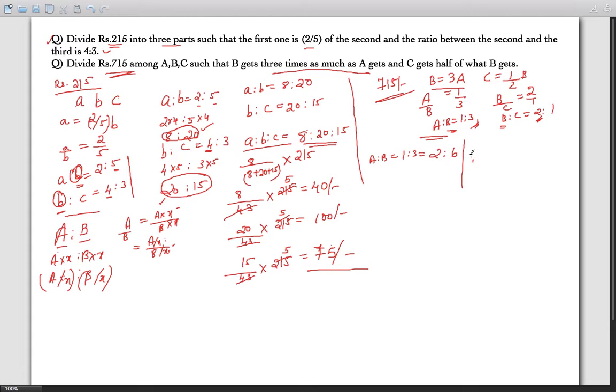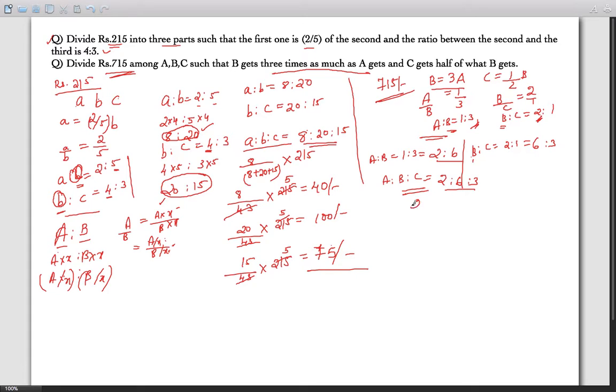Similarly, B is to C can be written as 2 is to 1. If I multiply it by 3, it will be 6 is to 3. Alright. Now how can I write A is to B is to C? Because this is 2 is to 6 and this is 6 is to 3, I can together write it as 2 is to 6 is to 3. Now we are going to divide 715 rupees in these three parts, A is to B is to C, which is 2 is to 6 is to 3. So it's the same procedure again.